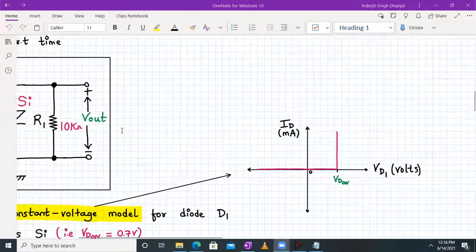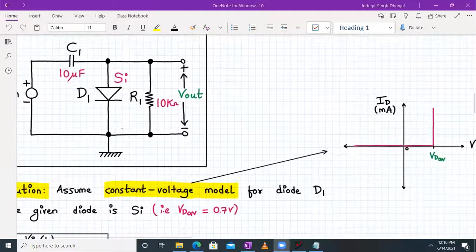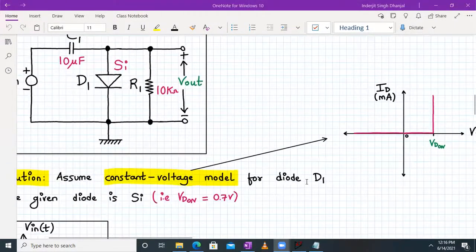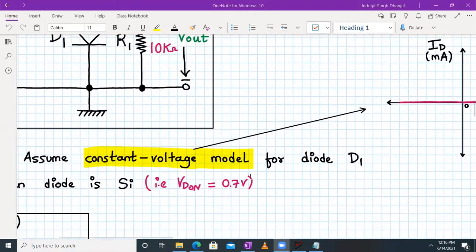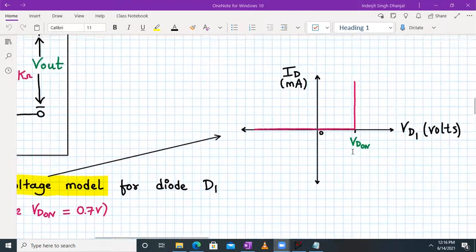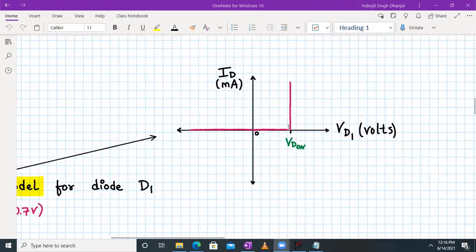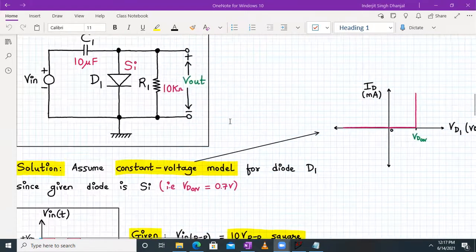Since we have a silicon diode, we will use a constant voltage model. For a constant voltage model, VD on will be 0.7 volts. What do we mean by the constant voltage model? The diode will be on once the voltage across it is greater than VD on, and a large current flows. The diode will be off whenever the voltage across it is less than the VD on value. That is the constant voltage model.